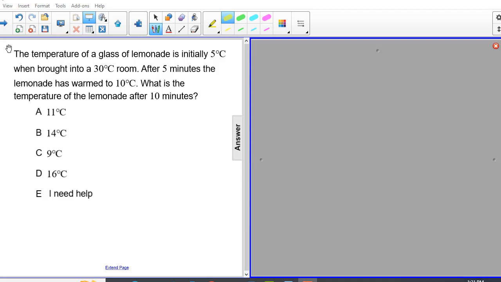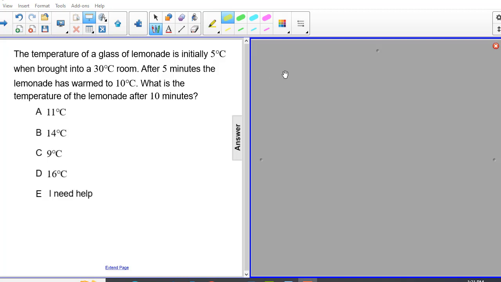The temperature of a glass of lemonade is initially 5 degrees Celsius when brought into a room which is 30 degrees Celsius. After 5 minutes, the lemonade has warmed to 10 degrees Celsius. What is the temperature of the lemonade after 10 minutes?